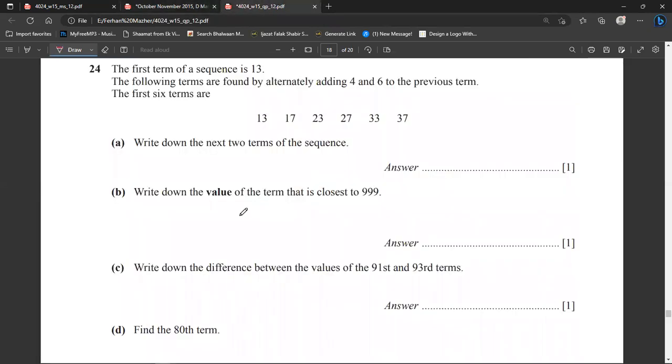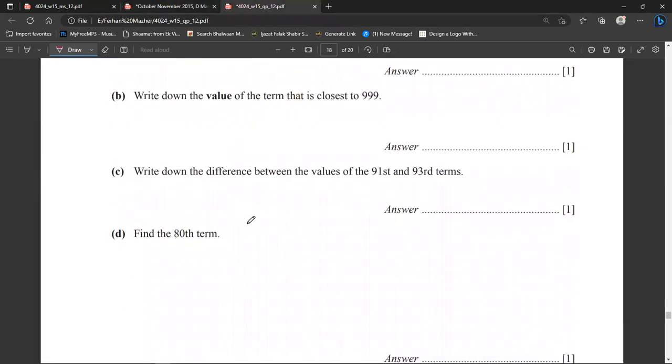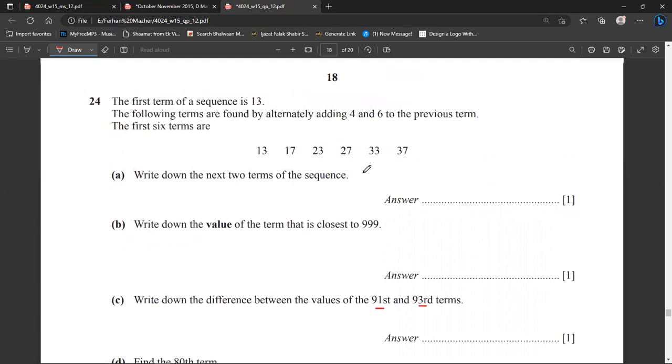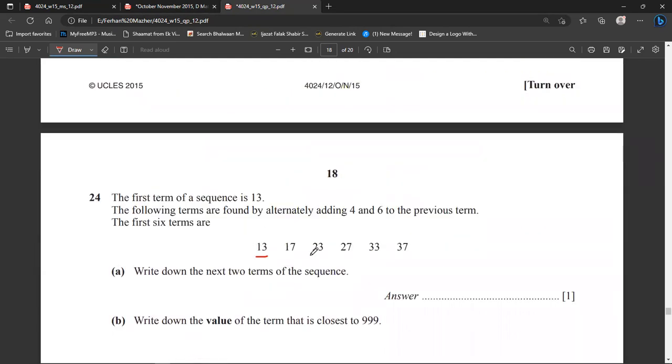Then the question is, write down the difference between the value of the 91st and the 93rd term. So this is an odd position, this is also an odd position. The difference between the odd positions is 10. The difference between them is 10. The difference between the odd positions here, you will have 43.